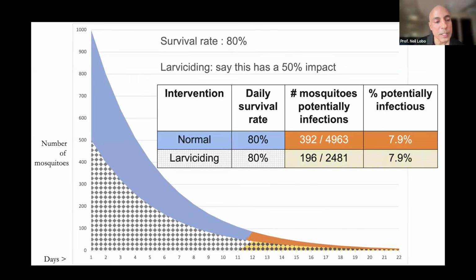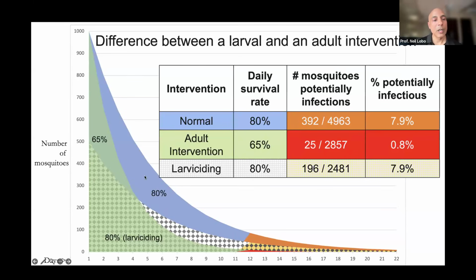So now if we superimpose everything, we can look at the proportional impact an adult intervention has versus a larval intervention. And that is why adult interventions have a much greater impact on the number of infectious mosquitoes than larviciding or larval interventions, even though they do have an impact. So this is principle number one: how mosquito interventions, vector control interventions, impact disease transmission.